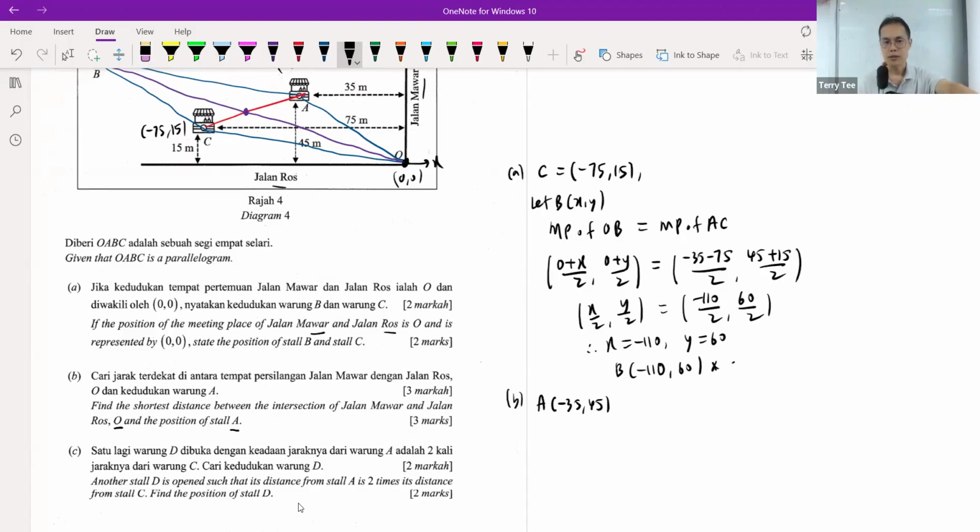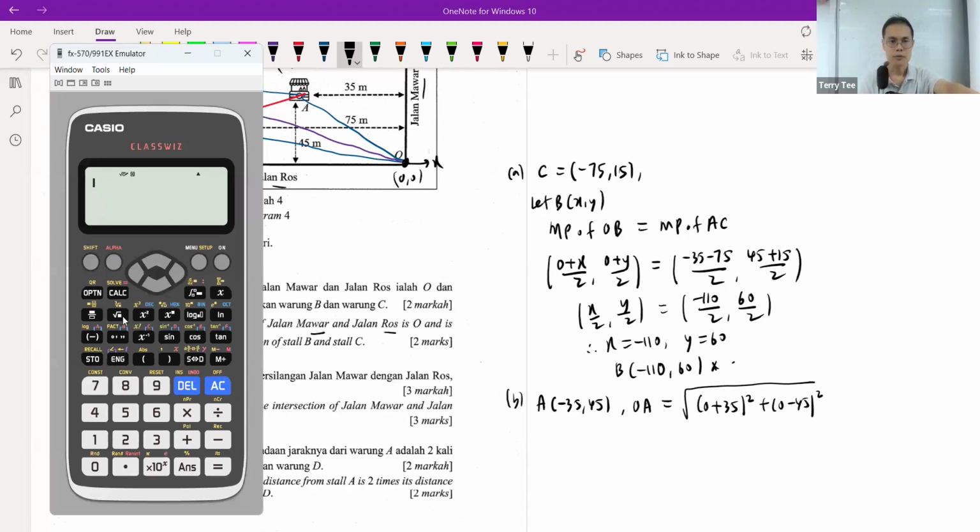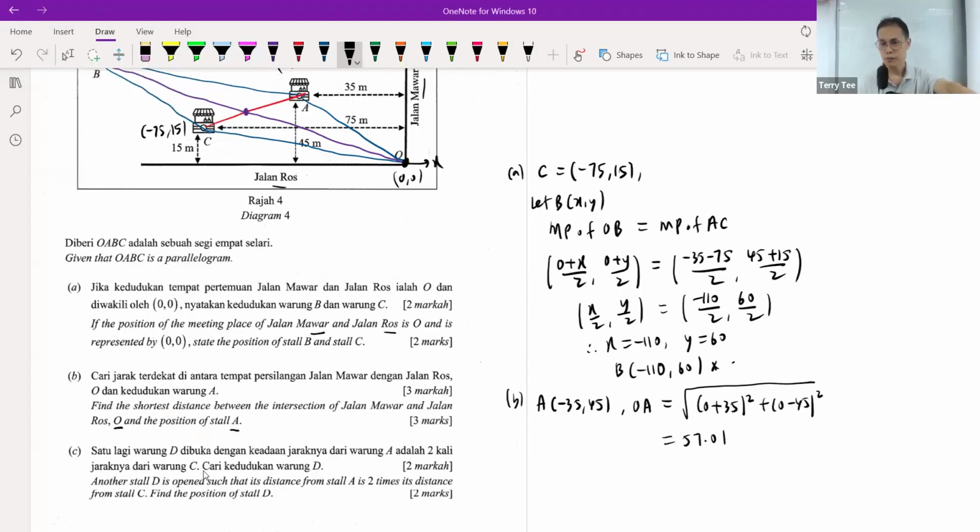So if you are finding distance OA, right? Let me write here, OA. We use the formula for distance, 0 minus negative 35, so it's just positive 35, and 0 minus 45, squared. Okay, use your calculator, 35 squared plus 45 squared, square root. Yep, you should get 57.01. To 4 significant figures, it is 57.01 meters.